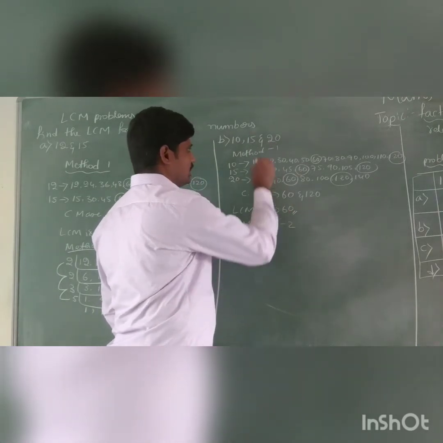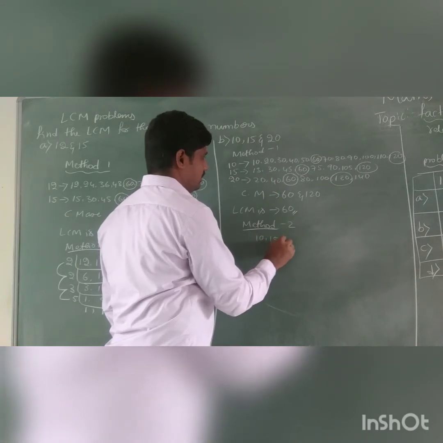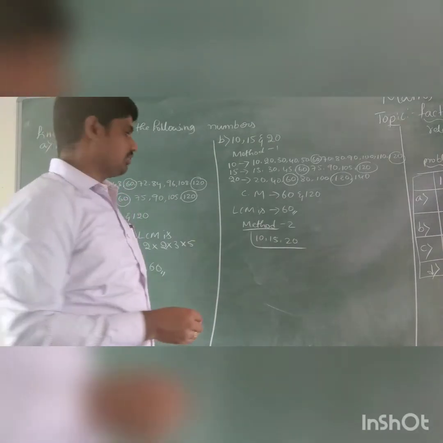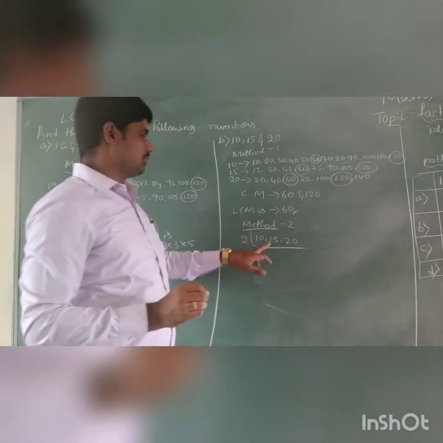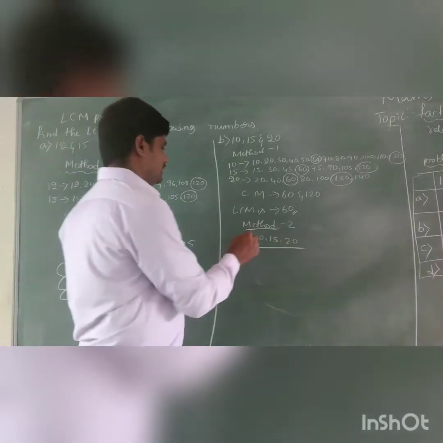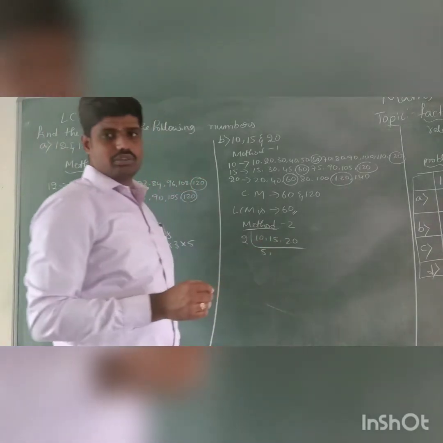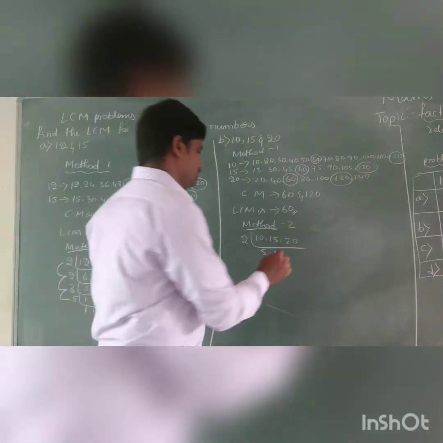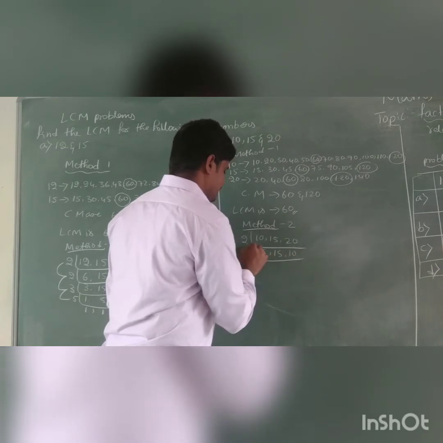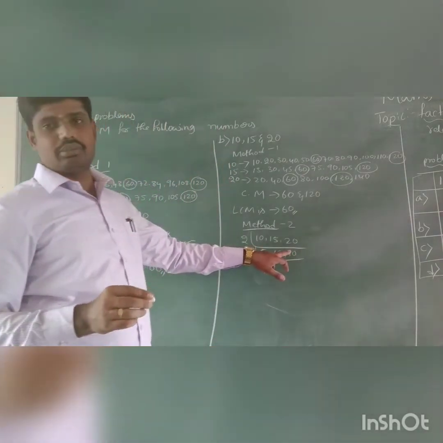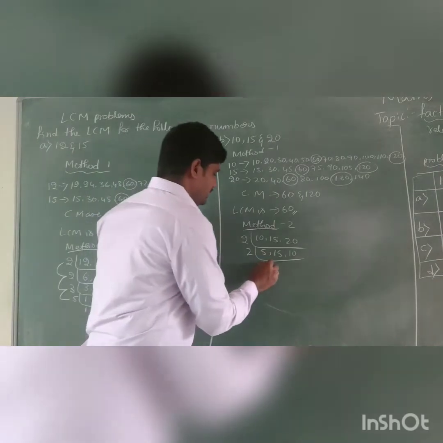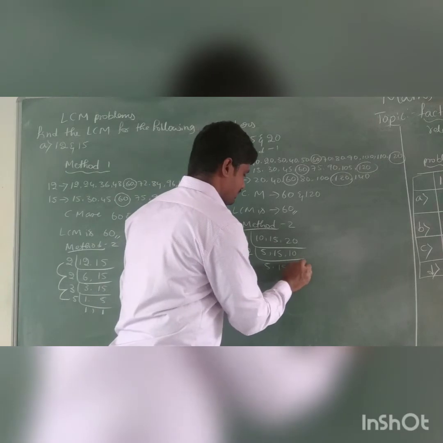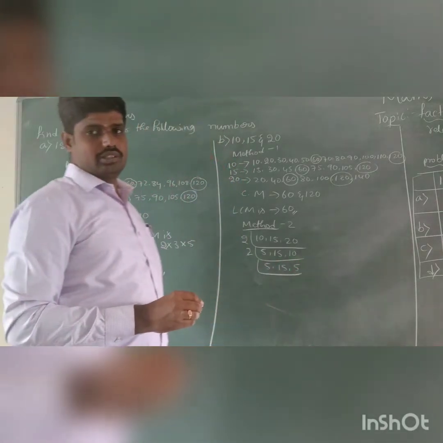First, we should list out all the numbers in a single row: 10, 15, 20. First, go to the smallest prime number. Which is the smallest prime number? 2. In the 2 table, 10 is divisible, 15 is not divisible, 20 is divisible. 10 divided by 2 is 5, 15 is not divisible, write as it is, 20 divided by 2 is 10. Next, again the 2 table, because 10 is an even number. 5 and 15 are not divisible, 10 divided by 2 is 5.